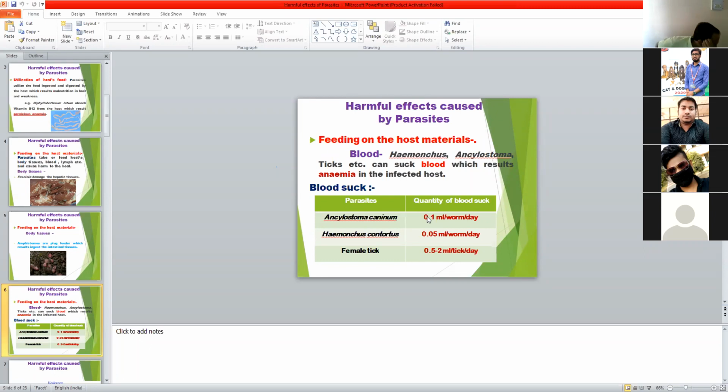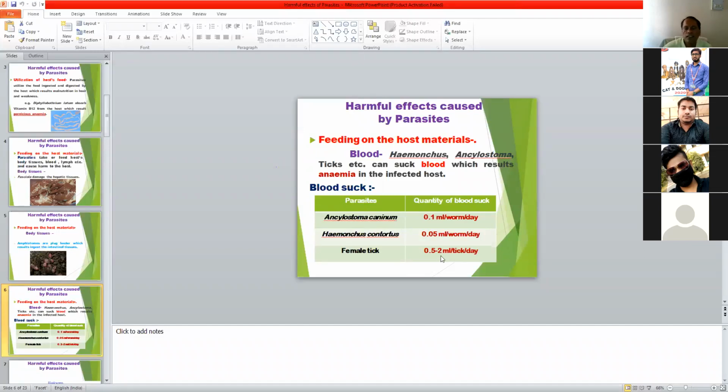Another group of parasites which suck much amount of blood is ticks. जिसको ऐसे हम लोग इधर चमुकन, अठैल, किलनी भी बोलते हैं, लेकिन commonly known in English as tick. Generally the female tick sucks the blood from the infected host. This is one type of ectoparasite, a macroscopic parasite we can see with the naked eye on the body of the host. Each female tick sucks about 0.5 to 2 ml blood per tick per day. So this results in loss of much amount of blood from the infected host.